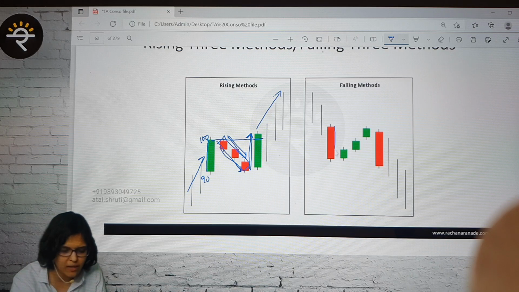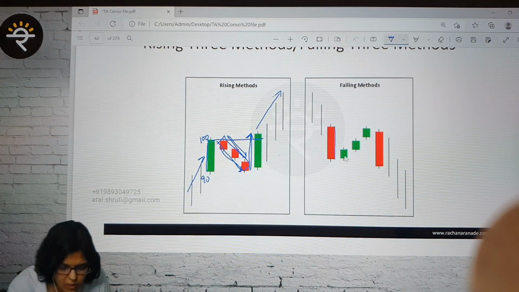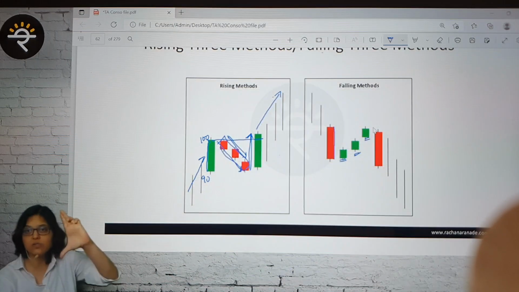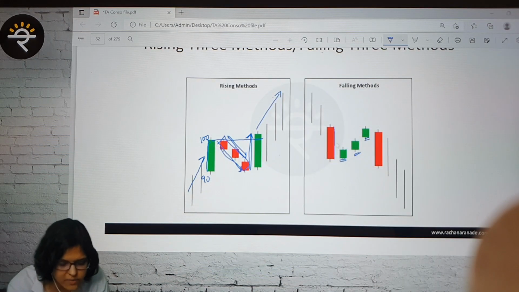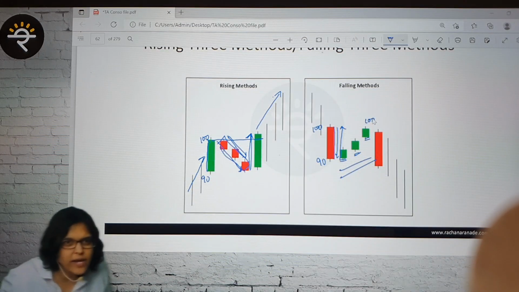Falling 3 methods, when there's a big red candle, people might feel that, oh, it's going down maybe. But then the bulls are like, side matter. 3 weak bulls. Why am I saying 3 weak bulls? Is the body very large? No, body is very small. And all 3 days, what are they doing? They're just busy taking out this fall to the same level. So again, 100, 90 in 1 day, and in 3 days, from 90 back to 100. So bulls are trying to take it higher.